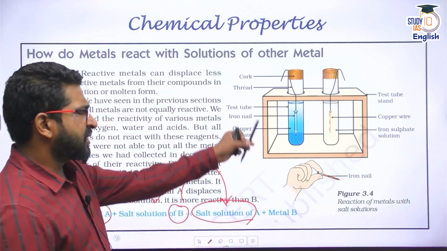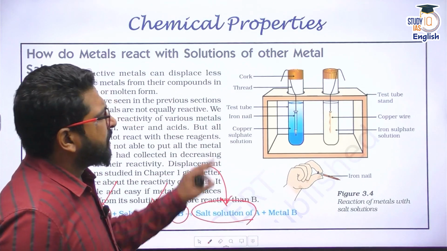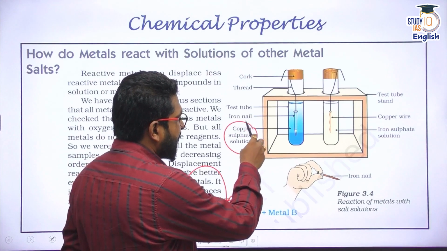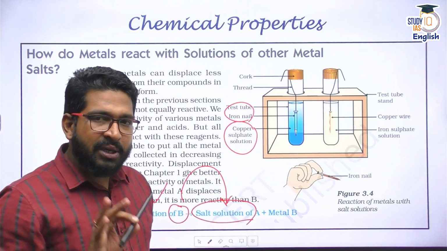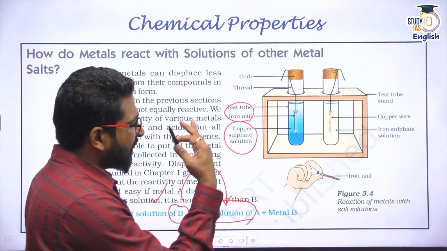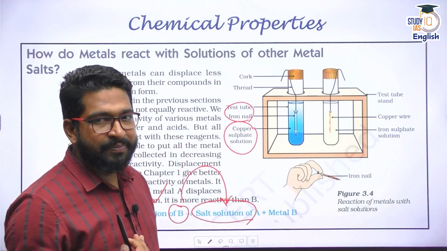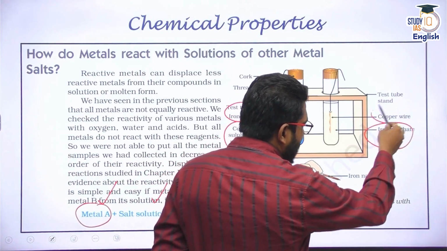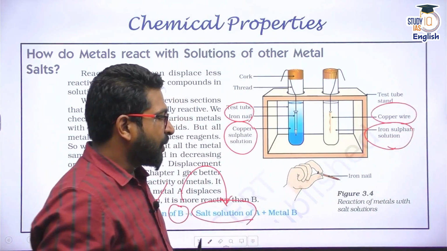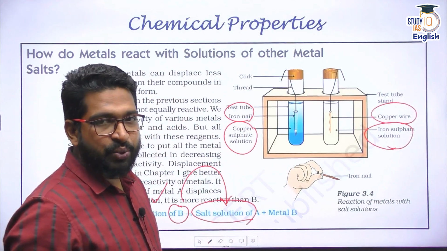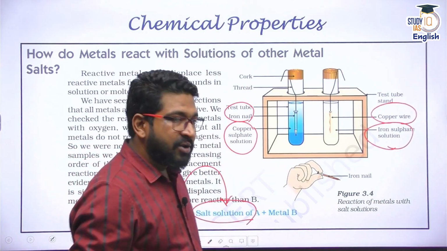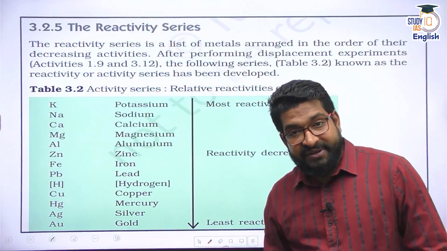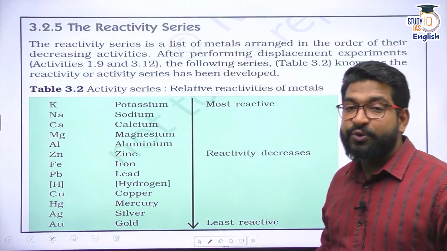For instance, if you just look at this particular picture, you'll understand that there are two test tubes. In one test tube, there is copper sulfate solution and an iron nail. And you see there is no displacement here. That means iron is not displacing copper. But in another test tube, you have iron sulfate solution and a copper wire, and you see slowly and steadily something happening to copper. Now, when you look at this, why is there no displacement? Because it depends on the reactivity, and this is the reactivity series for the metals.